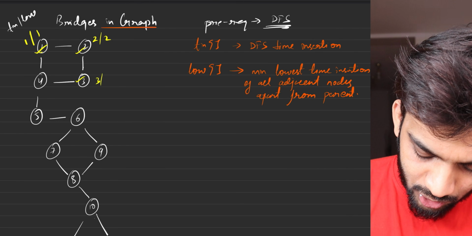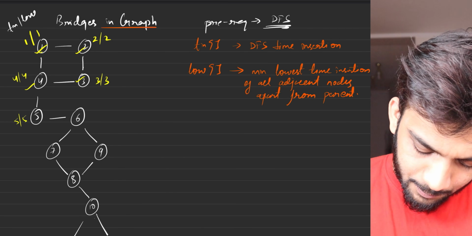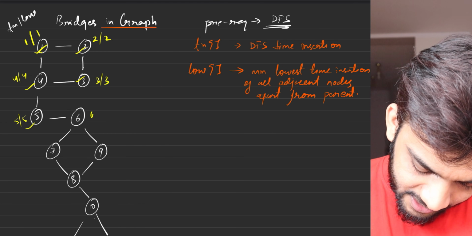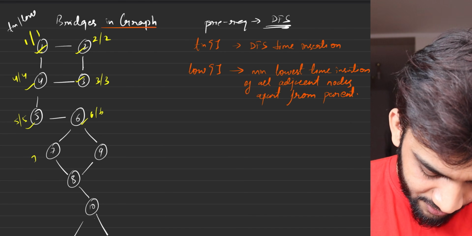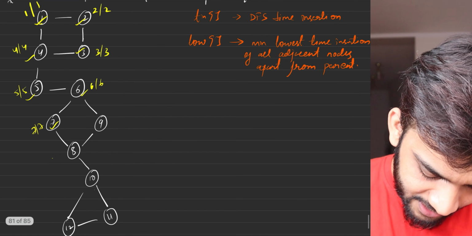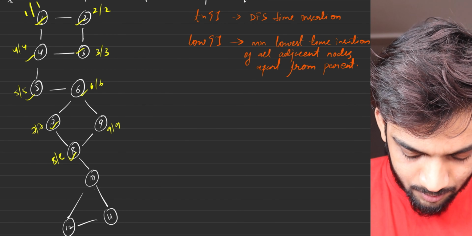Next is 3, 3 by 3. Next is 4, 4 by 4. Next is 5, 5 by 5. Next is 6, 6 by 6. Please make sure you mark it as visited. Okay. Next is 7, 7 by 7. Next is 8, 8 by 8. Next is 9, 9 by 9.